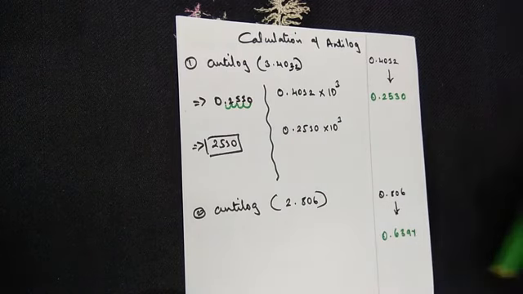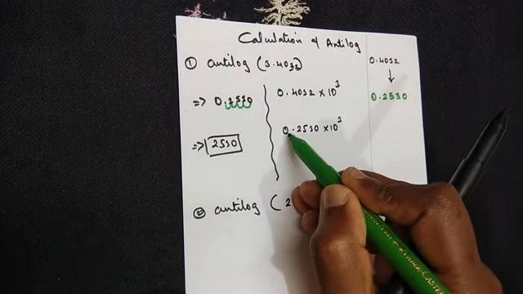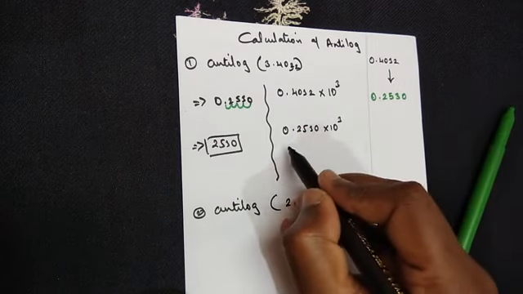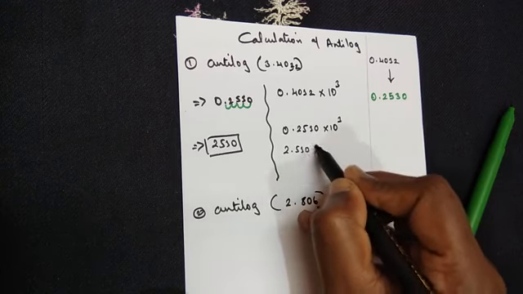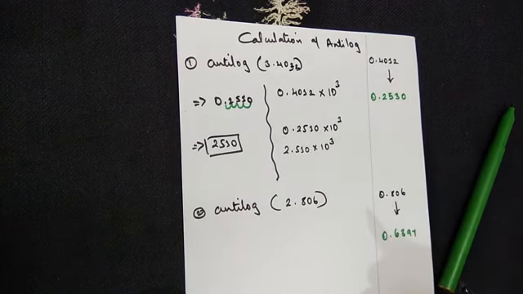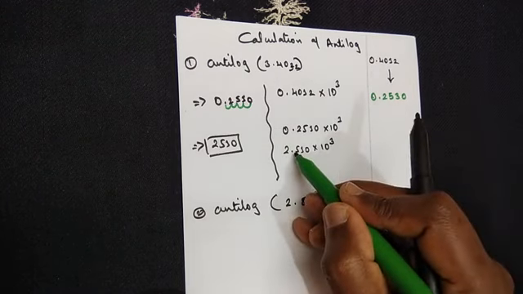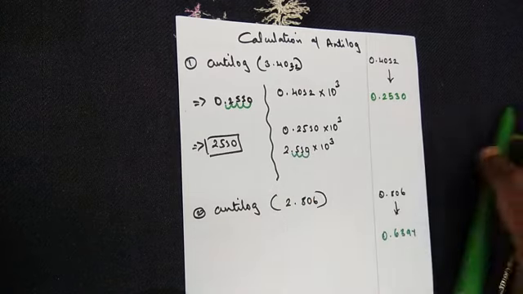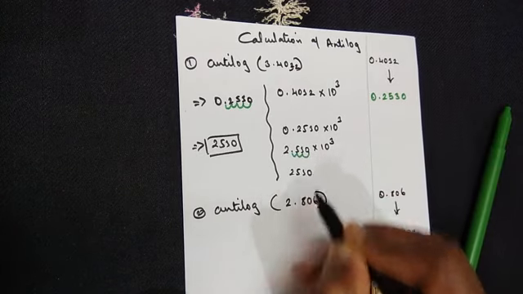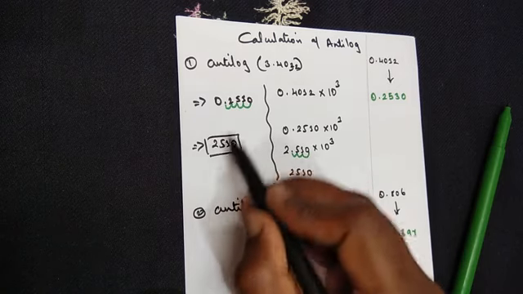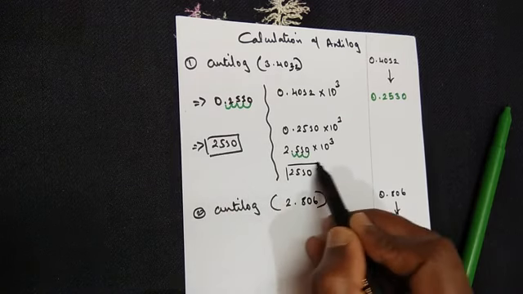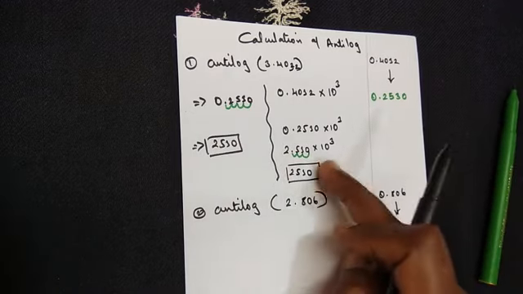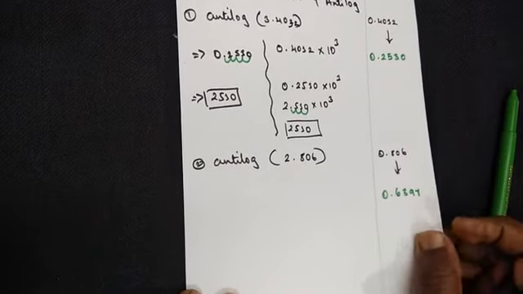One more clue I gave you in the previous class. When you have a 0, you can move one digit towards your right. So the same answer can be written as 2.530 into 10 to the power 3. Now 10 to the power 3, so move 3 places towards your right. That is 1, 2, 3. So when you move here again, you get the final answer 2530. This method also gives you the same answer. I hope I'm making my points clear. You make use of whichever method you understand better.